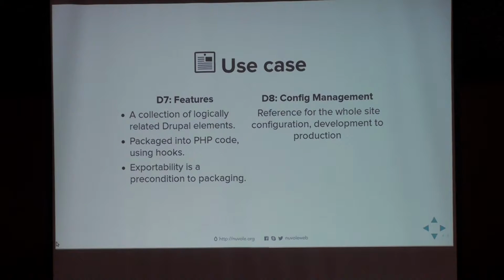So in Drupal 7 you have a collection of logically related Drupal elements, and they're packaged into PHP code using hooks. And this exportability is a precondition to packaging. In Drupal 8, the configuration management references the whole site configuration. So it's not like you select a few configurations that you want, it's everything. So all the modules that you have enabled, all the views, everything is there. And that's to make sure that it's sane between the different environments, and you have this consistency.